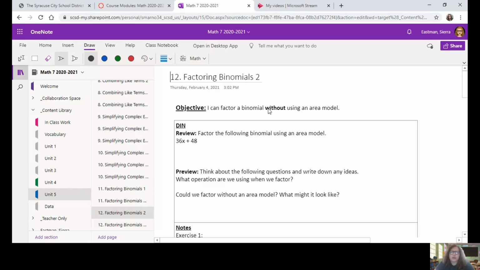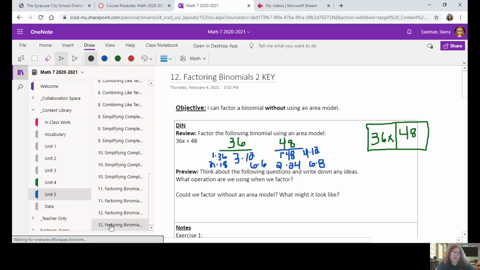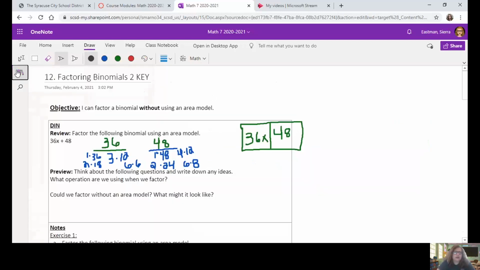But first, go ahead and start our DIN question, the review and the preview, to remind yourself of what we did yesterday and then start thinking about how we could do that same thing but without an area model. So go ahead and pause that video here for me and then come back. Alrighty, I actually went ahead and started our DIN on my key page here.